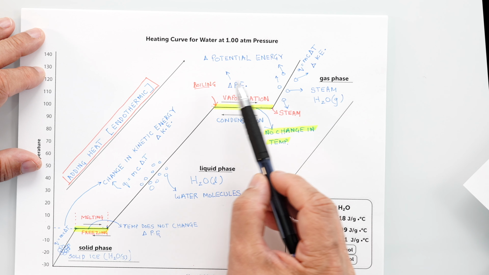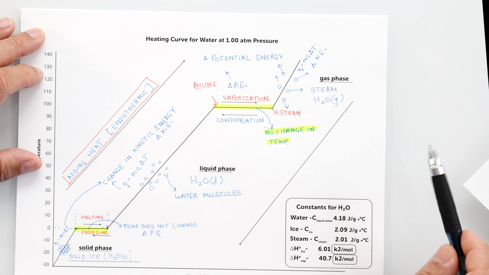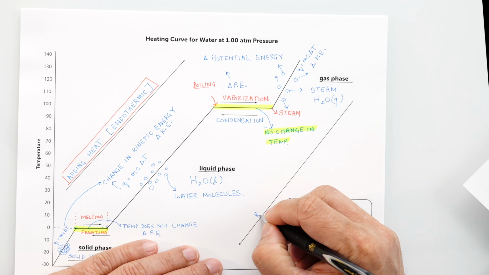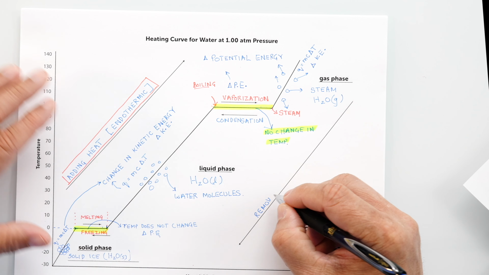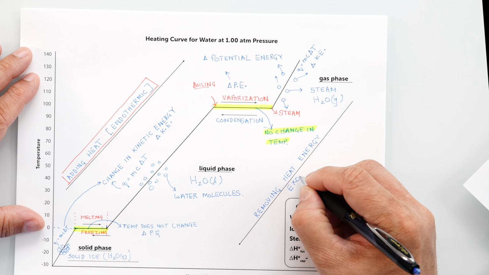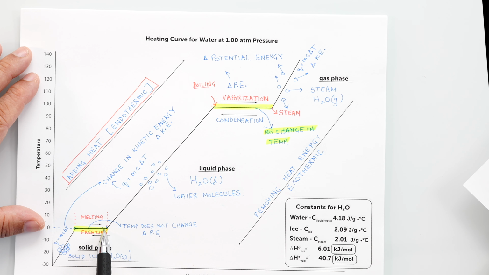If you flip this heating curve around, it would be called the cooling curve for water. And just remember, when you remove heat energy from this system, it is an exothermic process. And again, no change in temperature where the lines are flat. So that, ladies and gentlemen, is how you interpret the heating curve of water. It becomes very, very important.